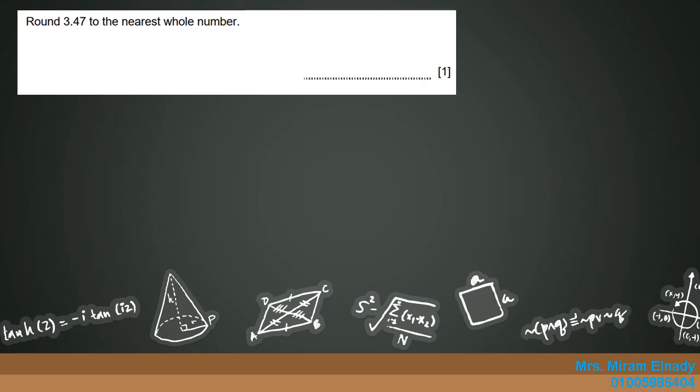In the number 3.47, we need to round it to the nearest whole number. As 4 is a weak number, the number will round down, will not change, it will be 3.